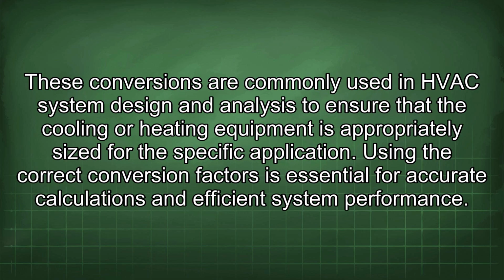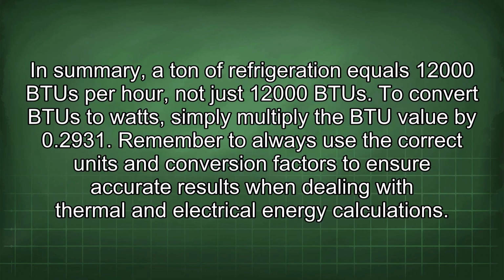These conversions are commonly used in HVAC system design and analysis to ensure that the cooling or heating equipment is appropriately sized for the specific application. Using the correct conversion factors is essential for accurate calculations and efficient system performance. In summary, a ton of refrigeration equals 12,000 BTU per hour, not just 12,000 BTU. To convert BTU to watts, simply multiply the BTU value by 0.2931. Remember to always use the correct units and conversion factors to ensure accurate results when dealing with thermal and electrical energy calculations.